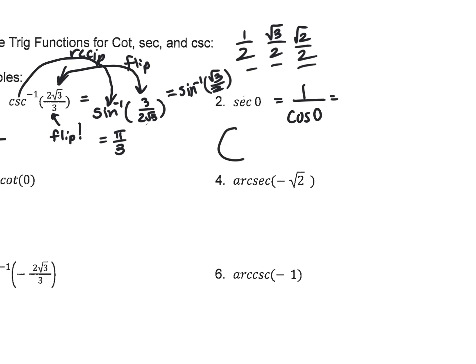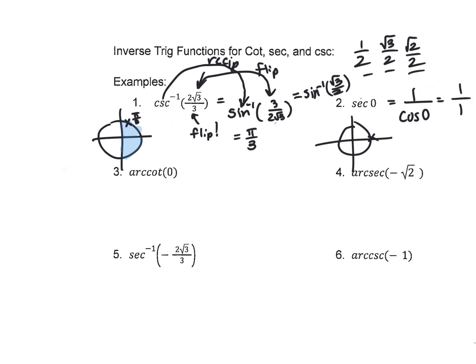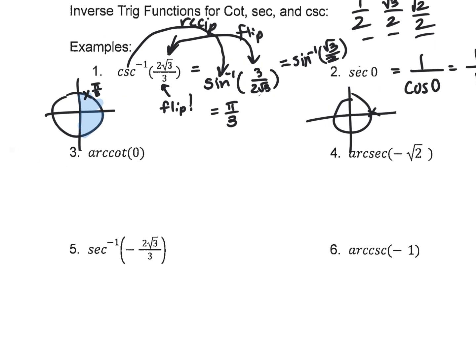Guys, for this guy, it would be here, wouldn't it? Cosine of 0 would be out here. That's 0, so it would be 1. So it would be 1 over 1, which is 1, isn't it? So if it doesn't say inverse, then we don't recip flip, do we? We just do the reciprocal and find the value. That's the only one like that.